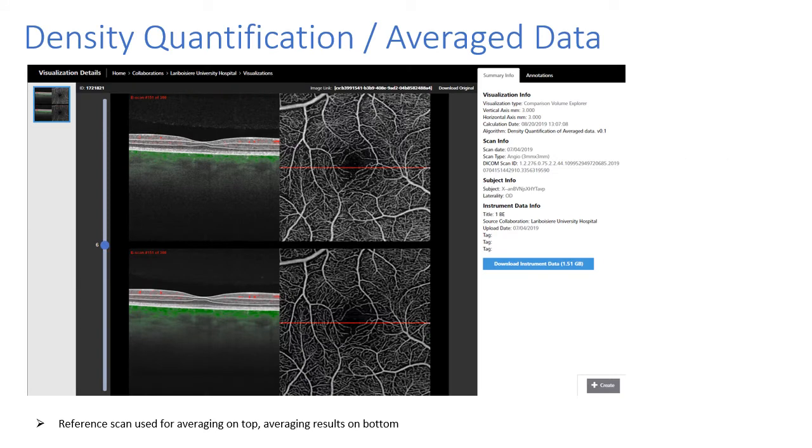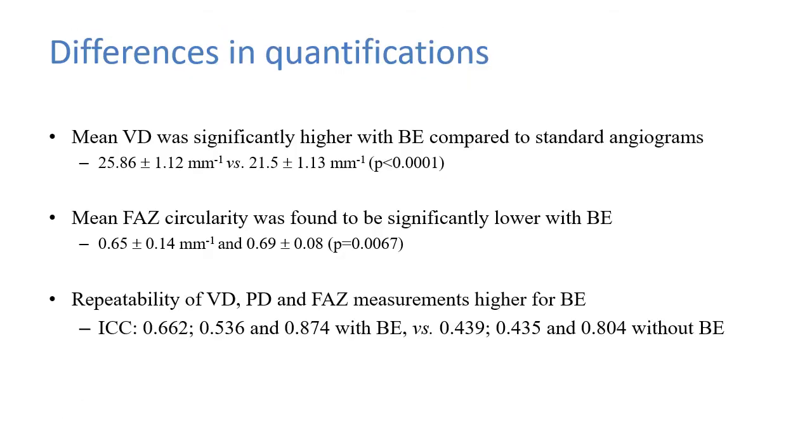Our software allowed us also to measure the usual quantification we do on OCTA, and here I will present some of these results. We compared the quantification by beam expander to the standard OCTA, and there was a difference due to the improvement of the images. Indeed, the mean vascular density was significantly higher with beam expander compared to standard angiogram. The FAZ circularity was found to be significantly lower.